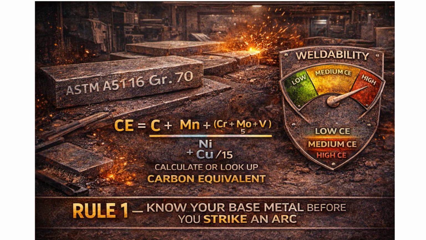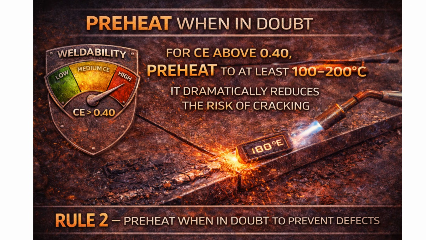So how do you apply all of this on the shop floor? Here are the 5 golden metallurgy rules every welder should follow. Rule 1: know your base metal. Always identify the steel grade and calculate or look up its carbon equivalent before welding. Rule 2: preheat when in doubt. For CE above 0.40, preheat to at least 100 to 200 degrees C. It dramatically reduces the risk of cracking.